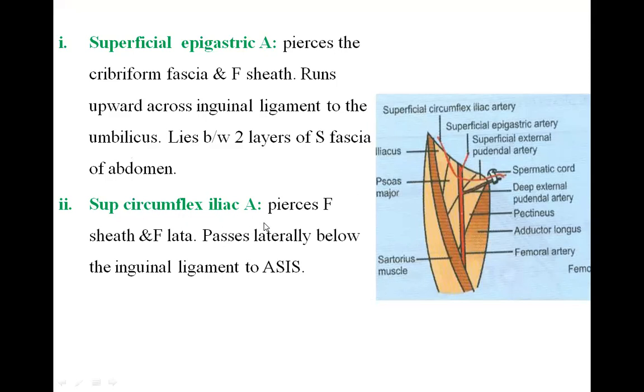Superficial circumflex iliac artery pierces the fascia, then sheath and the fascia lata. It passes laterally below the inguinal ligament to the anterior superior iliac spine. So here is the superficial circumflex iliac artery, which runs laterally towards the anterior superior iliac spine.